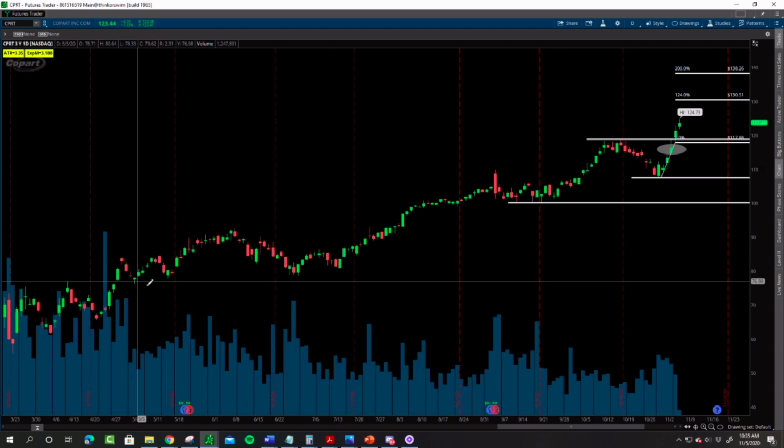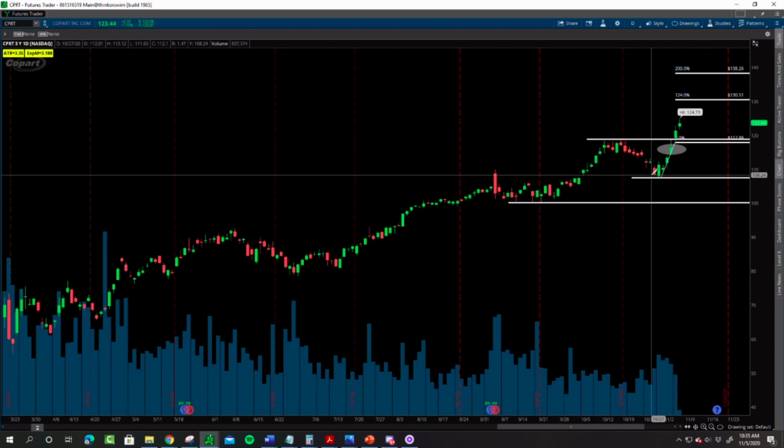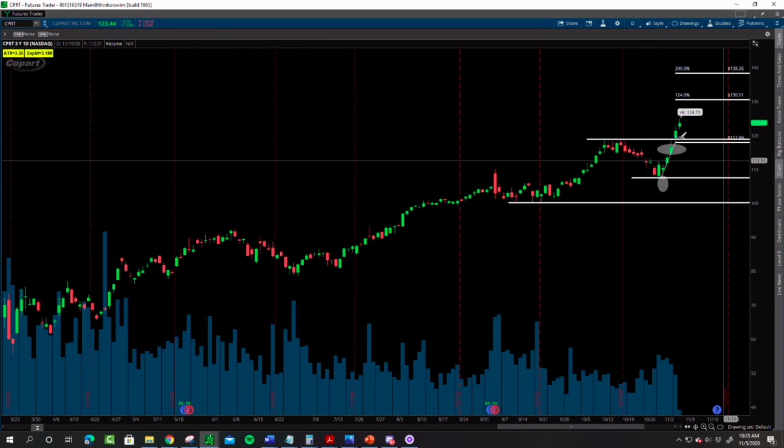So all we're doing is looking for things that are trending up. We're taking the most recent low, sticking our stop underneath of it, and looking to buy the breakout. And we go with it until it stops working.